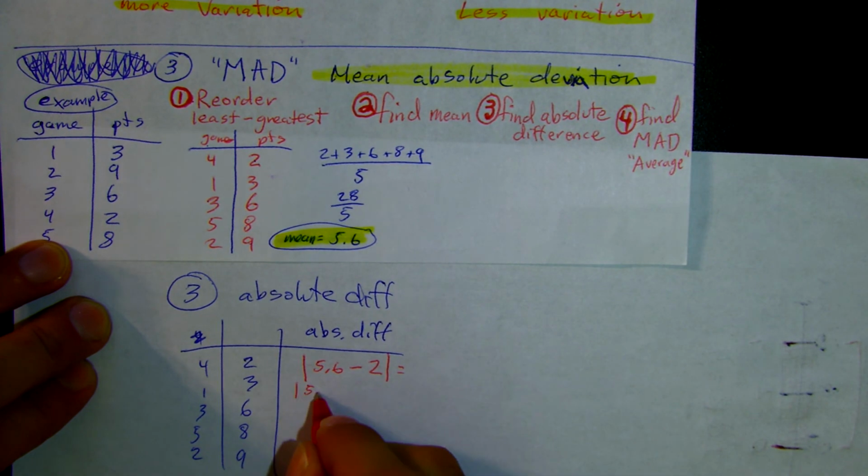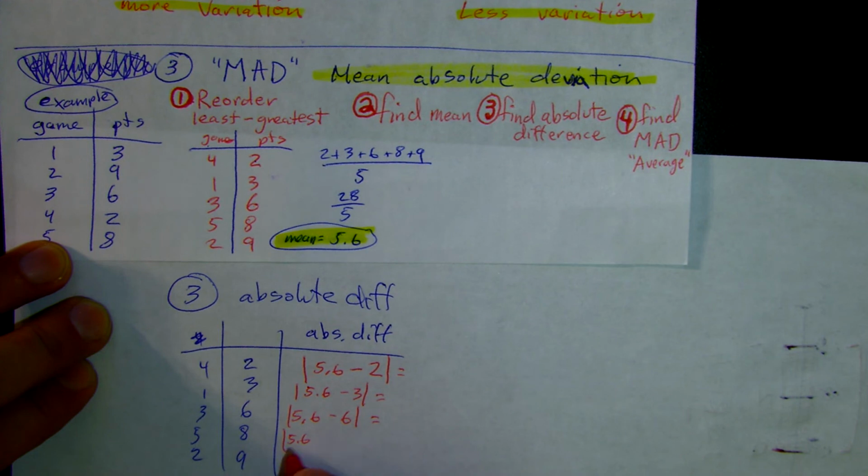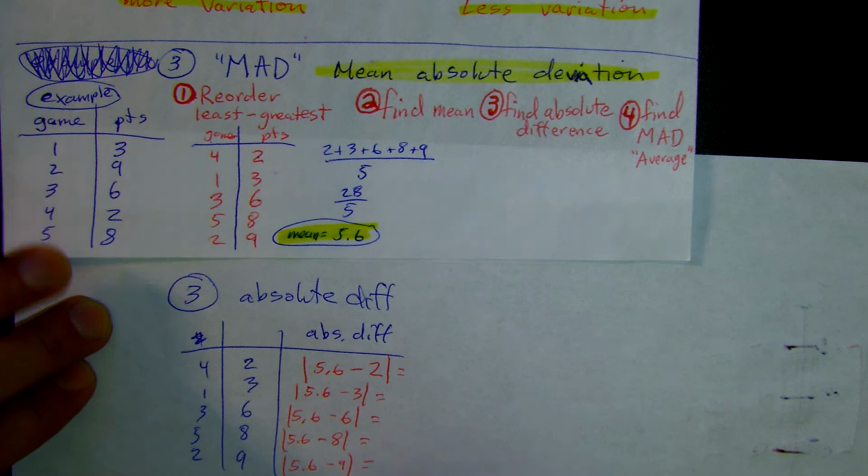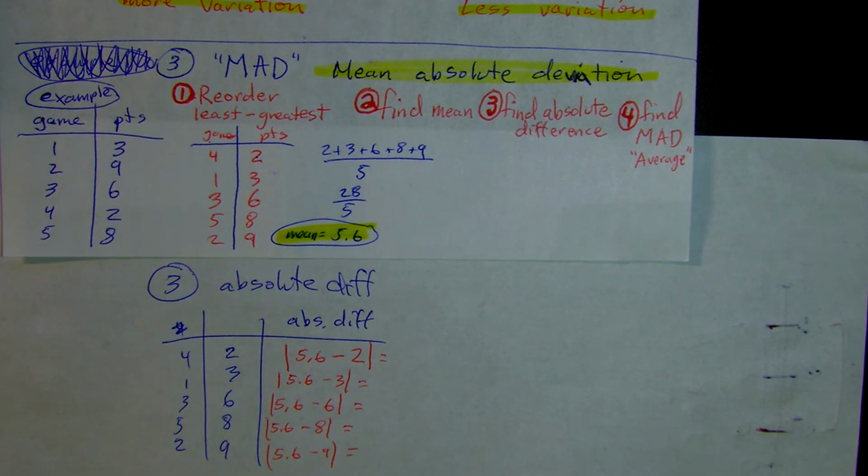Then we're going to go 5.6 minus 3. We're going to go 5.6 minus 6. We're going to do 5.6 minus 8. We're going to do 5.6 minus 9. Okay? We're finding the difference between the mean and our data points. And we find the absolute value because we're finding distance. We're finding the distance to 5.6, just like the absolute value is a distance to 0. So now we're finding the distance to 5.6.